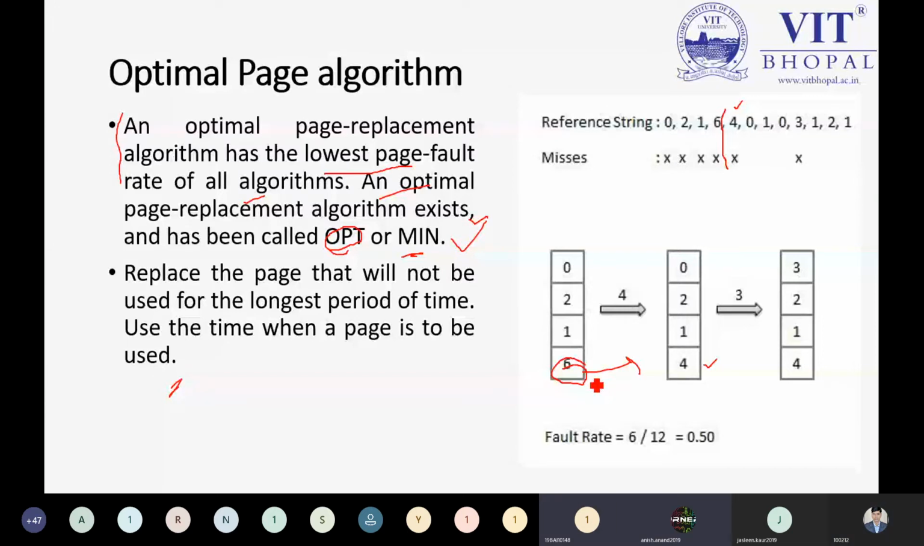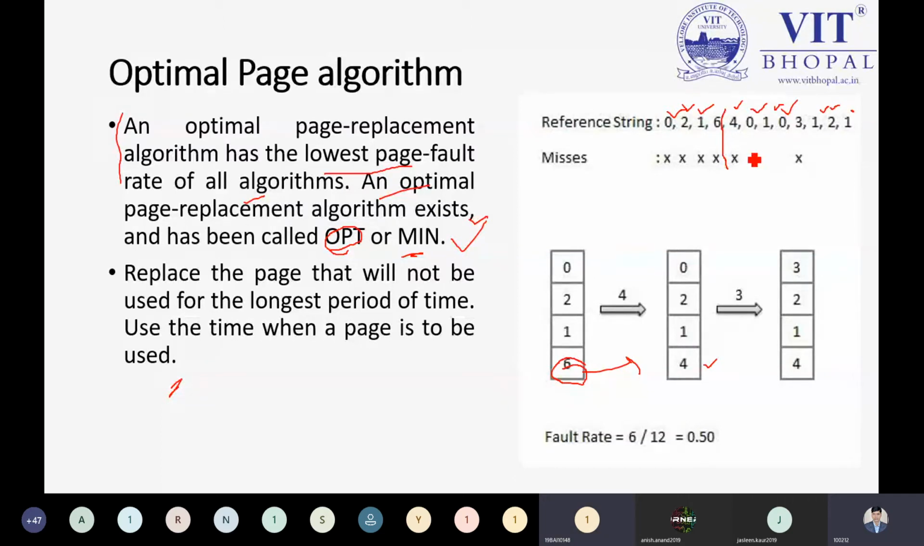Sir, we'll use 0 next time, but we are not using it now. Yes, that is the point. If you are looking at the list of the reference string, it is noted down that 0 will be used next time as well. Same thing for 1, which will be used next time, and 2 will also be used next time. So definitely it is a usable page, and we will use this page next time.